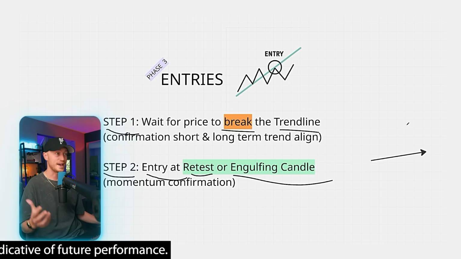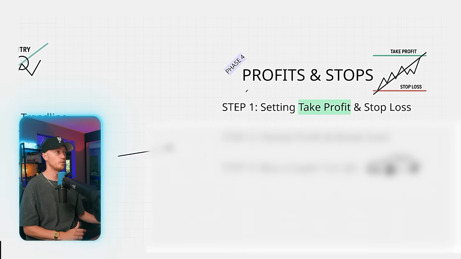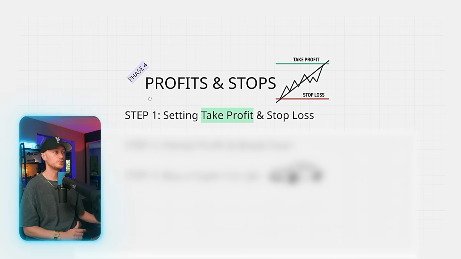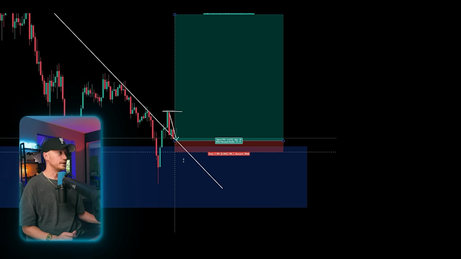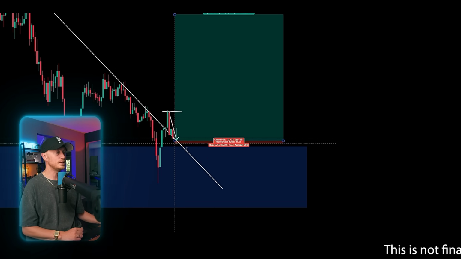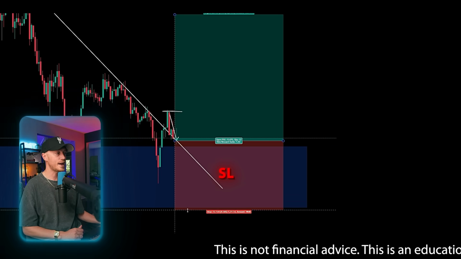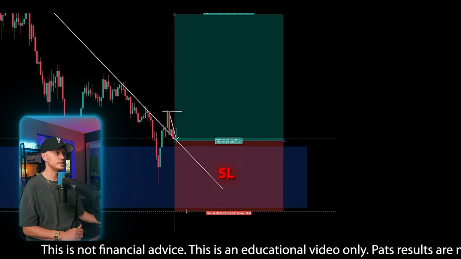So now we have our entry, and we can come over here to profits and stops, phase 4, setting the take profit and stop loss. That's step 1. So this red box right here is our stop loss, and you can see I simply put it right beneath that support zone to be safe.